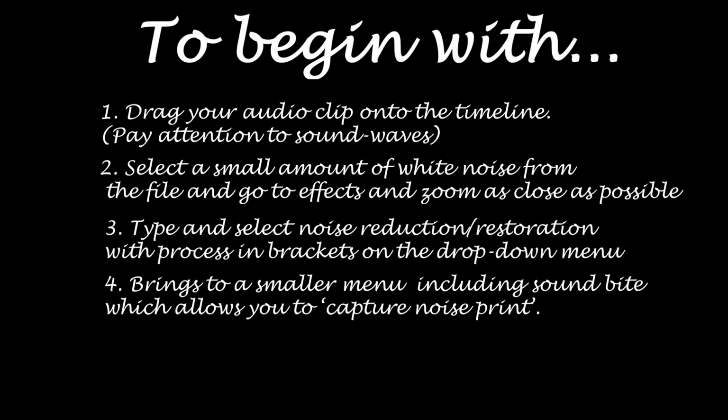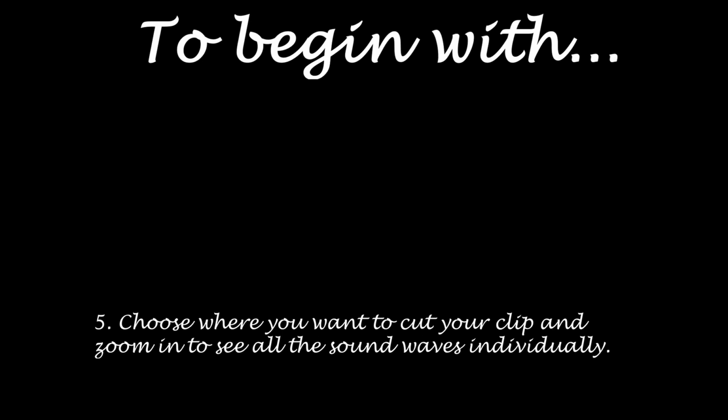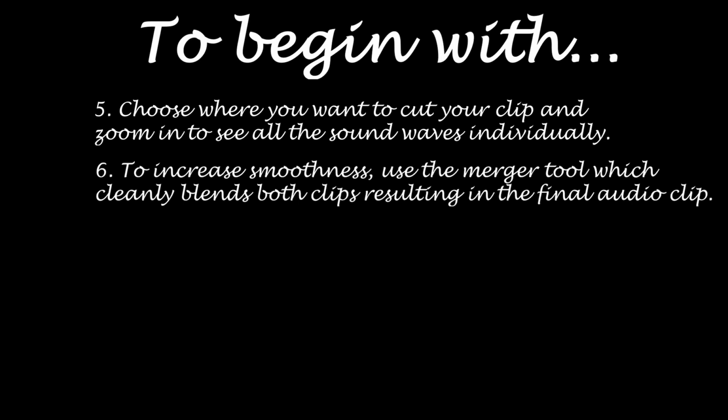What I usually do is I choose where I want to cut my clip and I zoom in as close as I can in order to ensure that all of the sound waves are singled out individually. This helps view the song's beat pattern so I can link them together in the cleanest way possible. To increase the quality of smoothness, we can connect both the clips using the merger tool. The merger tool cleanly blends both clips, which results in the final audio clip.